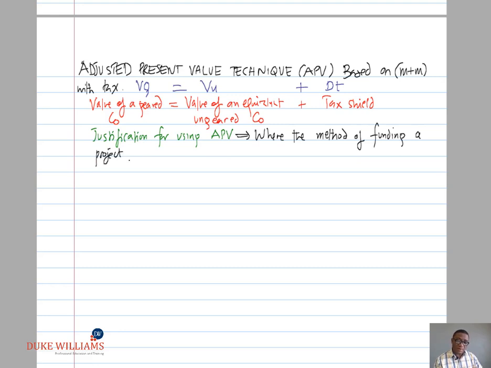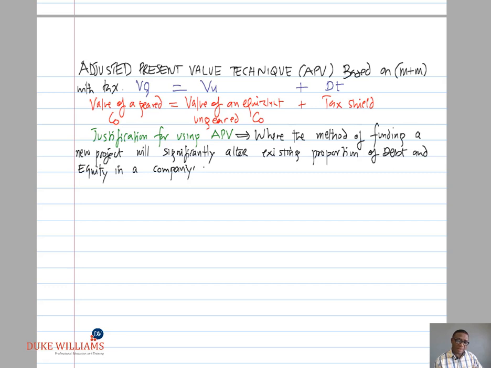a project, or call it a new project, will significantly alter the existing proportion of debt and equity in a company's capital structure. Then our existing work will no longer be applicable.